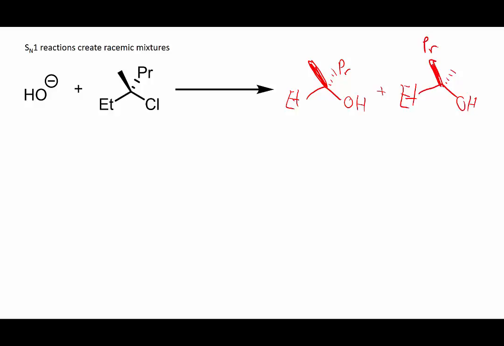Well, why does this happen? Let's think back to the mechanism. In the first step, the chlorine, the leaving group, leaves. When this happens, we generate a carbocation.